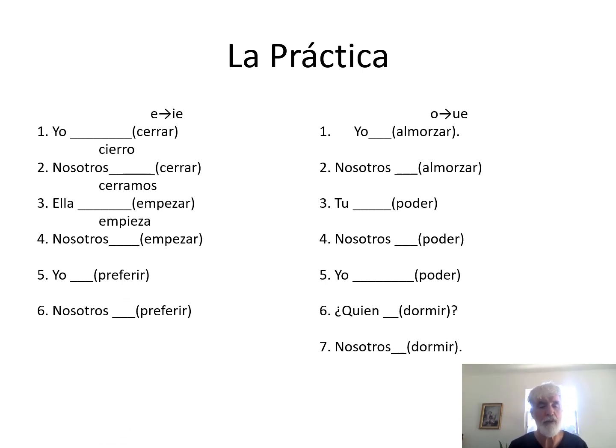What about nosotros? We begin. Will there be a stem change? No, there's never a stem change with nosotros. So it's going to be nosotros empezamos.